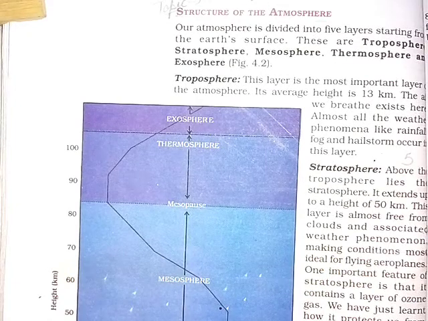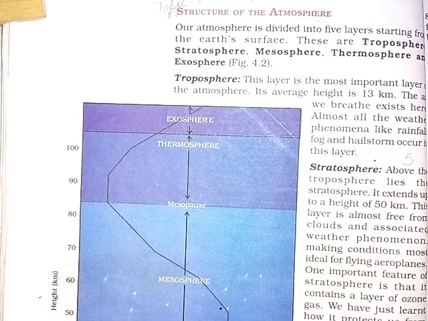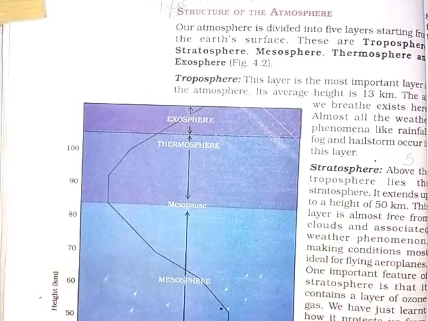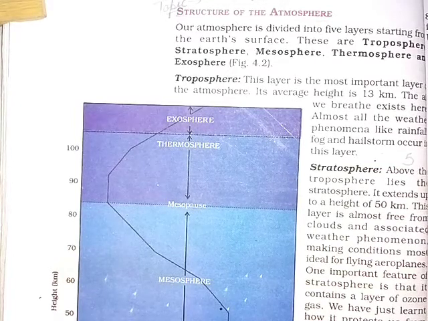Structure of the atmosphere. Our atmosphere is divided into 5 layers starting from the Earth's surface. These are troposphere, stratosphere, mesosphere, thermosphere and exosphere. Troposphere. This layer is the most important layer of the atmosphere. Its average height is 13 km. The air we breathe exists here. Almost all the weather phenomena like rainfall, fog, and hailstorm occur in this layer.